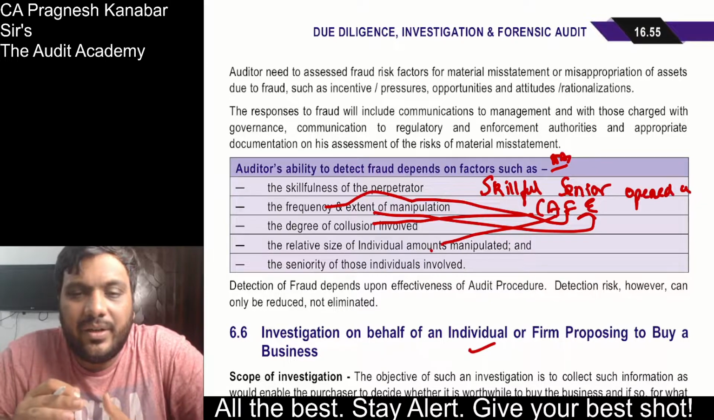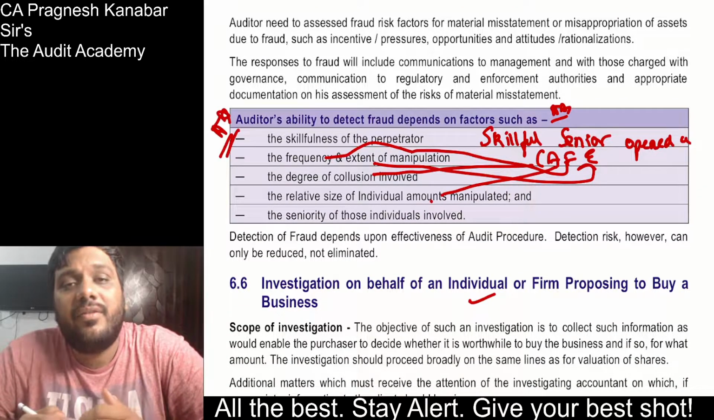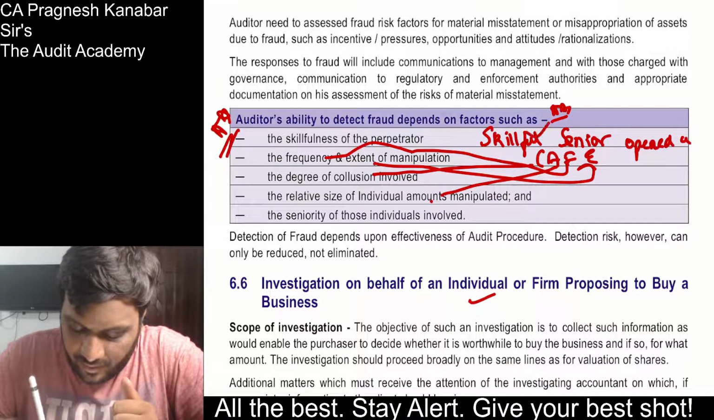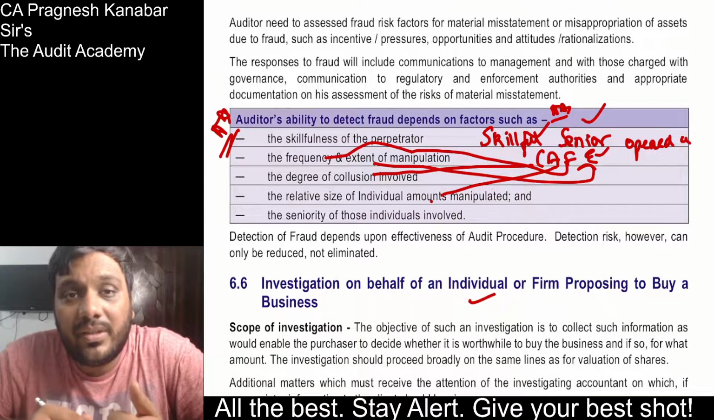Unnecessarily these things are printed over here. All right, but there is a 4-mark question that can come up: whether the auditor will be able to detect fraud or not will depend upon which factors. It will depend upon how skillful the person planning the fraud is, the skillfulness of the perpetrator.